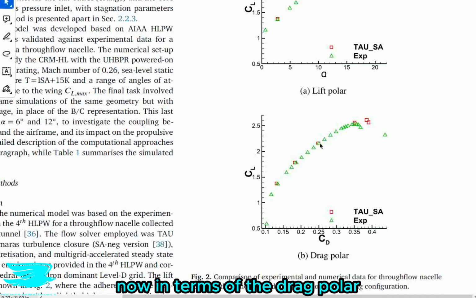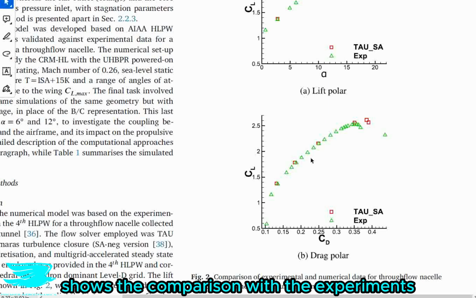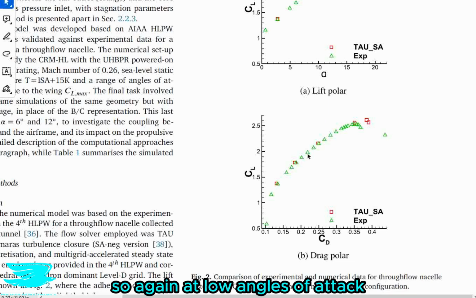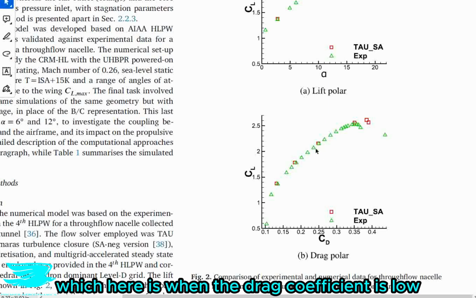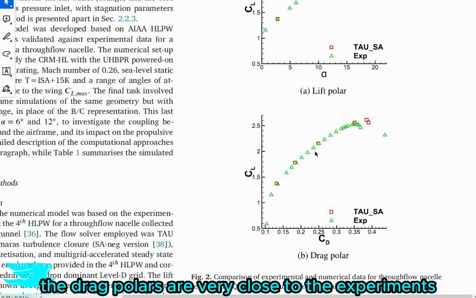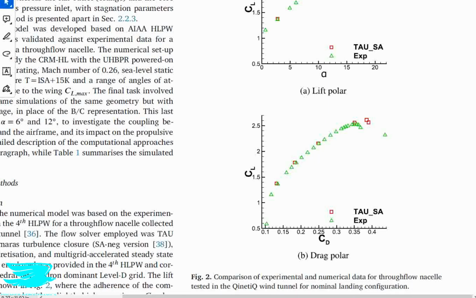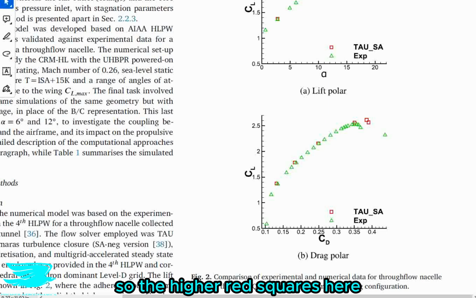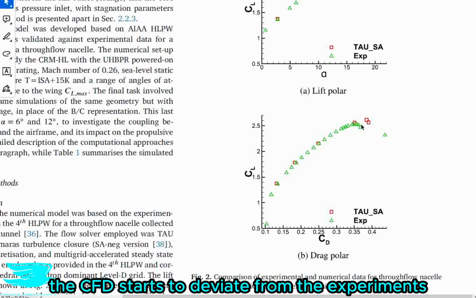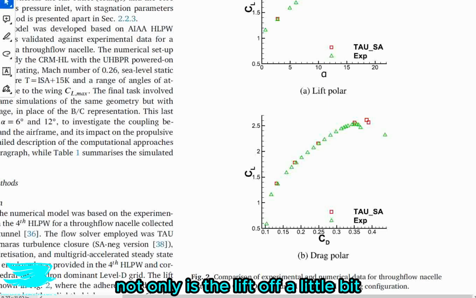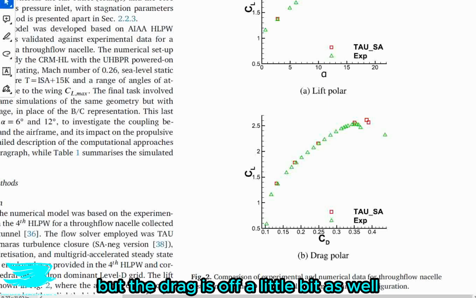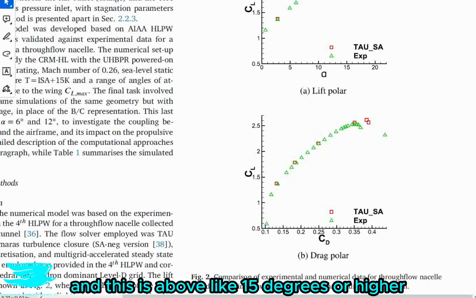Now, in terms of the drag polar, the bottom section in figure 2 shows the comparison with the experiments. So again, at low angles of attack, which here is when the drag coefficient is low, the drag polars are very close to the experiments. And as you approach stall, so the higher red squares here, the CFD starts to deviate from the experiments. And this figure indicates that not only is the lift off a little bit at these high angles of attack, but the drag is off a little bit as well. And this is above like 15 degrees or even higher.